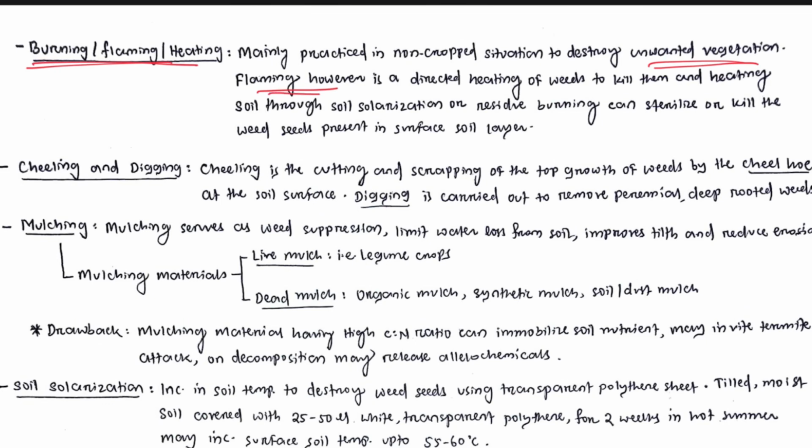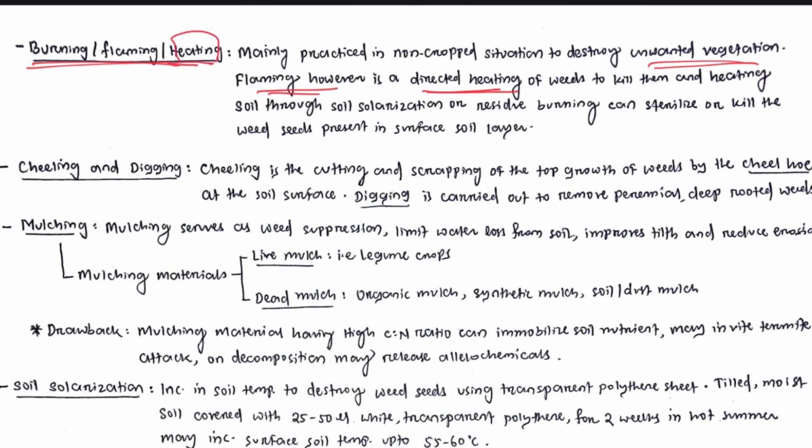Then flaming means it is directed heating. Burning means it is complete burning. I mean, if the field is dry enough and there are so many weeds, or we can place some dry residue, and we can burn the field. That is burning. Flaming means it is directed heating. That means we are using a certain flaming instrument and we are directing the heat towards the weed.